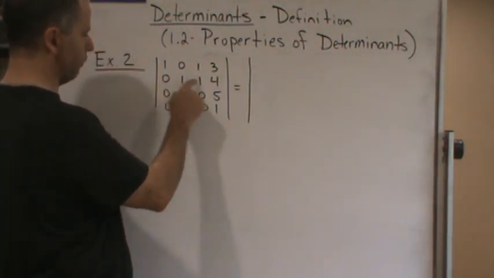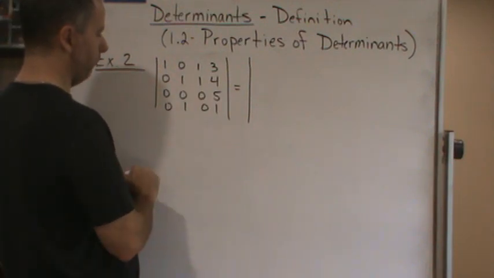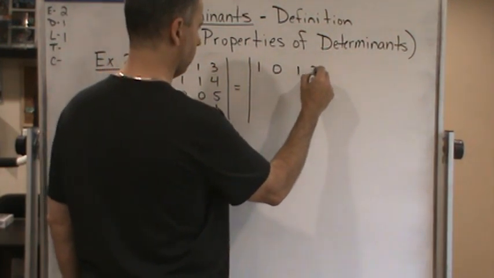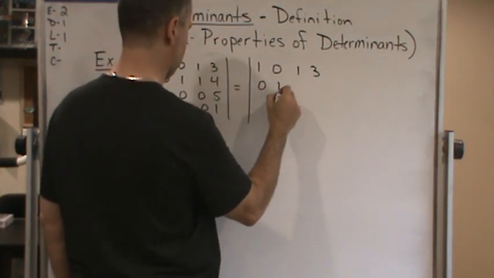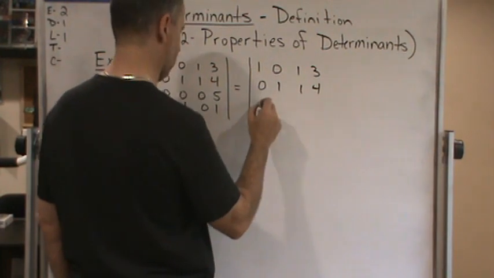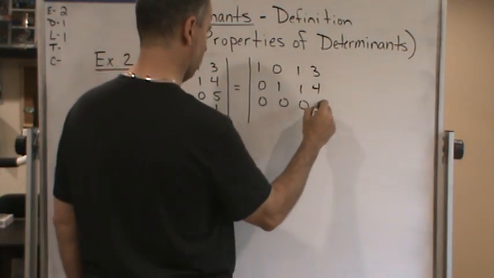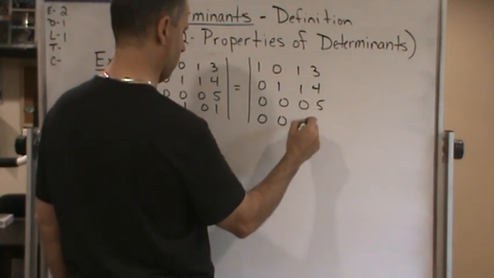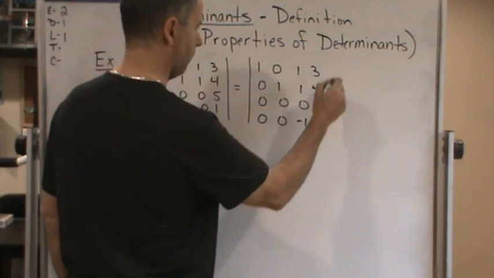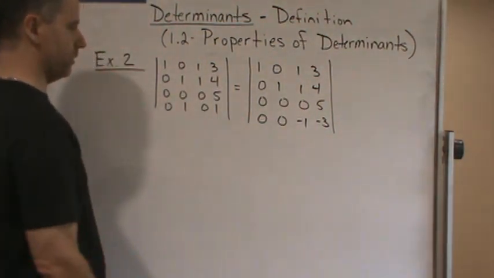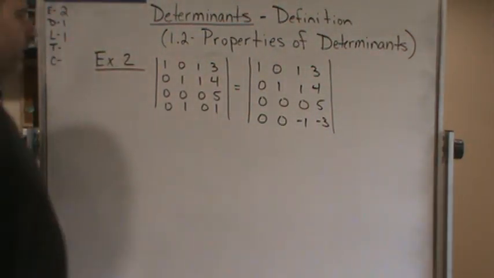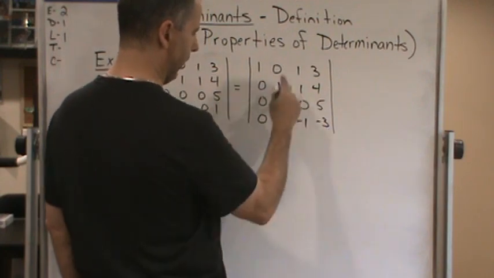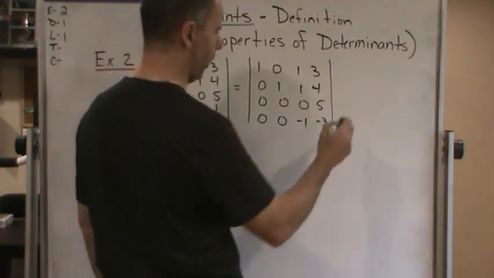I'm going to take negative row 3 plus row 4, and so what I'm going to get is this. Right, so these two determinants should be equal. Now, then what I can do is swap this row and this row, and I'll have it in my echelon form. So let's do that.